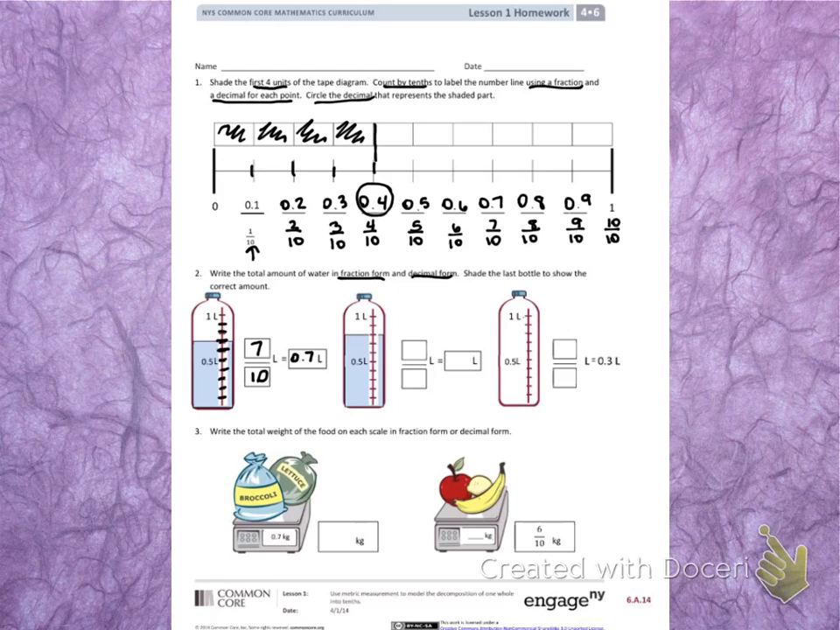We're going to go ahead and measure broccoli and lettuce. And the decimal it gives us is 0.7, and that represents 7/10. If you thought about that on a tape diagram, it'd be 7 out of 10. So 7/10 would be our fraction.